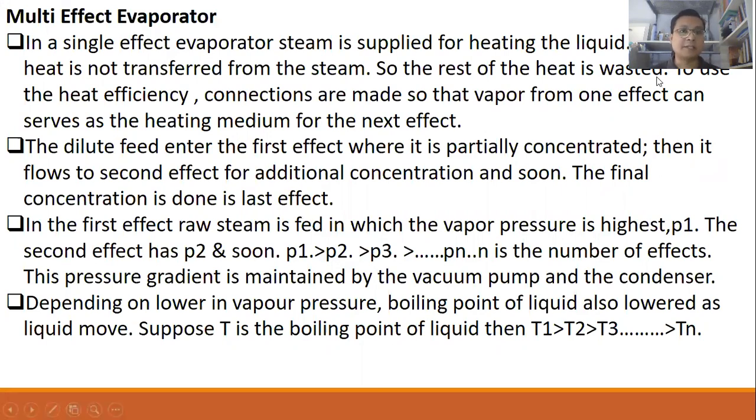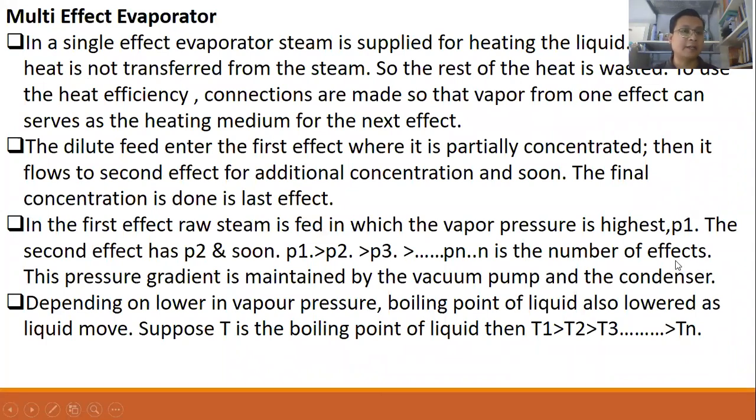So in a single effect evaporator, steam is supplied for heating the liquid. The total heat is not transferred from the steam. So the rest of the heat is wasted, which reduces the heat efficiency. So connections are made so that vapor from one effect can serve as the heating medium for the next effect. So dilute feed enters the first effect where it is partially concentrated, then it flows to the second effect for additional concentration, and so on until the final concentration is done.